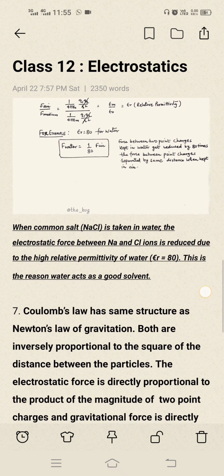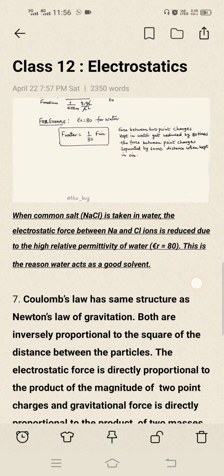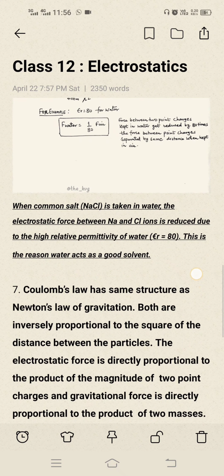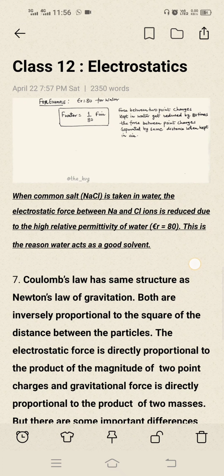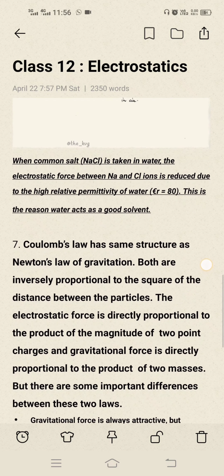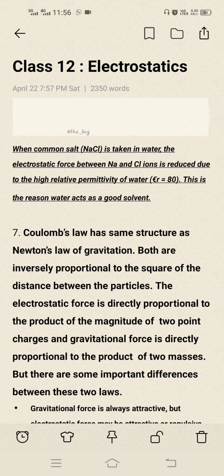By the way, Coulomb's law has the same structure as Newton's law of gravitation. Both are inversely proportional to the square of distance between the particles, which means both follow the inverse square law. The electrostatic force is directly proportional to the product of the magnitudes of two point charges, and the gravitational force is directly proportional to the product of two masses.